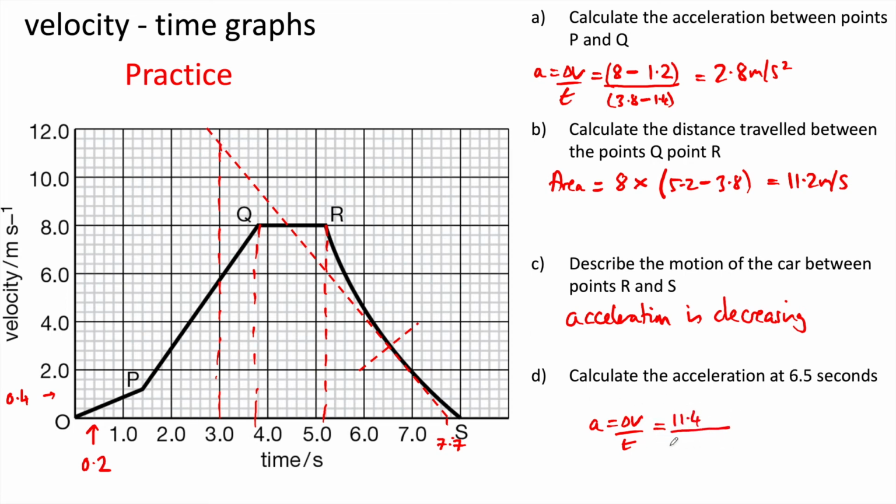And the time taken was 7.7 minus 3, because that's the time taken. So that is your gradient, and that gives you 6.7 meters per second squared. Now, of course, it depends on your drawing of that gradient, and so there'll be a range of values that you could get within in order to get the result.